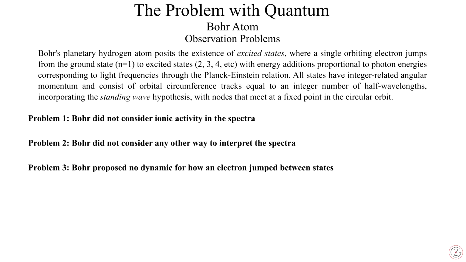Bohr proposed no dynamics for how an electron jumped between states. There would be variable acceleration in normal orbital transition dynamics. Radiation patterns would be expected to show this. The reasons that electrons change quantum states were not explained. Bohr did not interpret the variable intensities of the lines in the spectra.